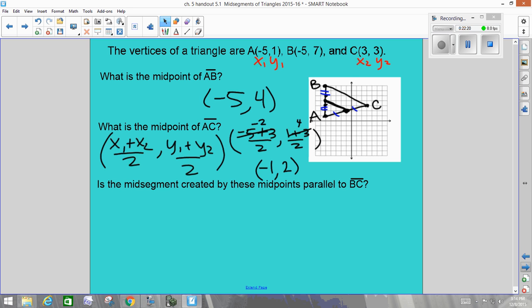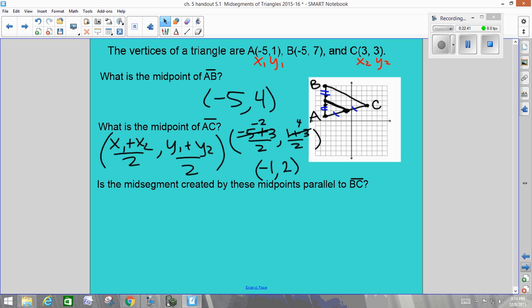Let's find the midpoint of BC. How else could we check if this line was parallel to this line on a graph? The slope. Would we want the slopes to be the same or different? The same, right? Because we don't want the lines to run into each other, so they have to be moving the same distance.